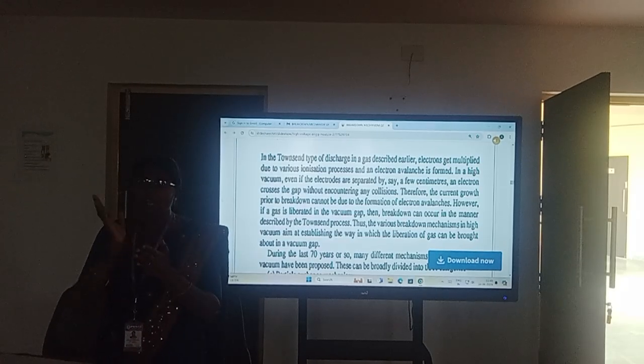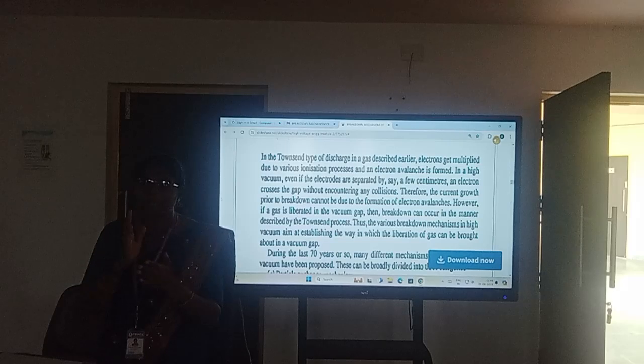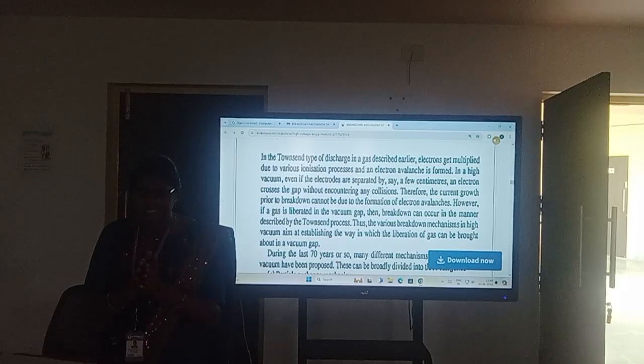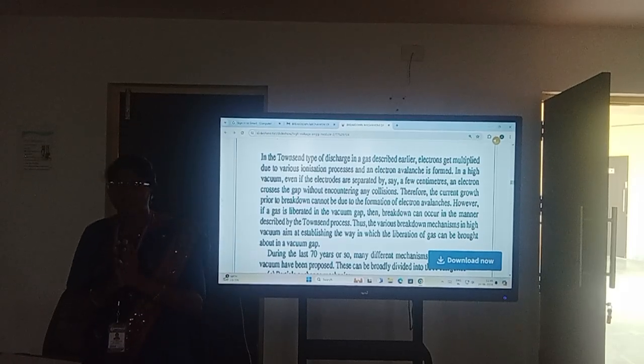Okay, so already we have seen the breakdown of gases. The point at which the breakdown occurs, that particular point is said to be the breakdown voltage. Beyond that, only current is going to increase. The same procedure we are going to follow there.